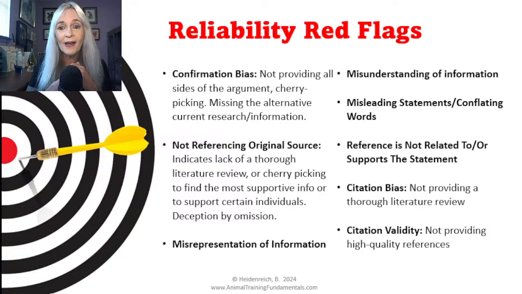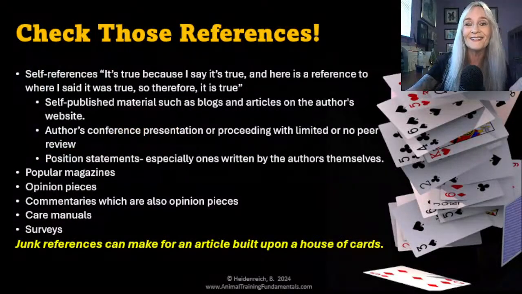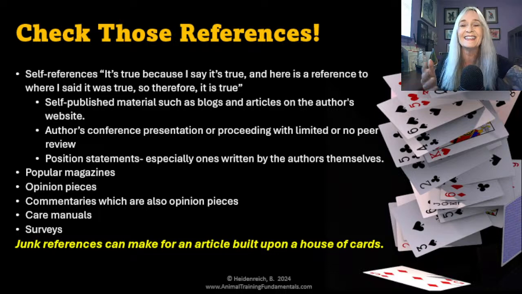And that's always one of those things where I'm like, let's see, what's that about? And then citation bias, not providing a thorough literature review. Again, we mentioned that already. So why are they picking the references that they're picking? And then this is a really important one. Citation validity, not providing high quality references. And this is worthy of its own slide. So check those references.